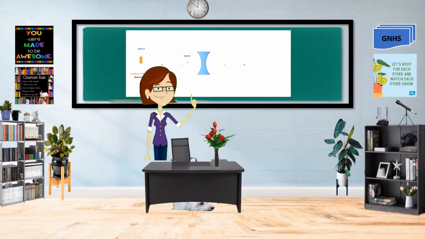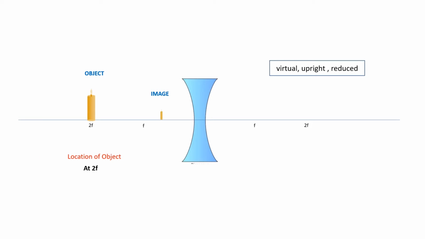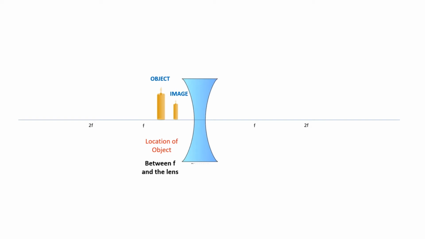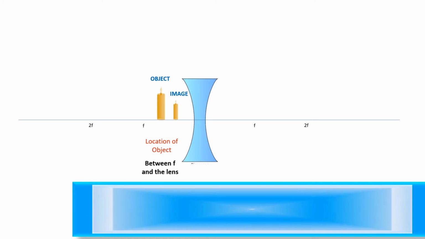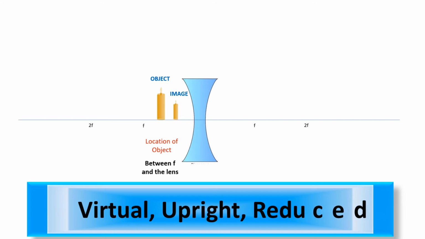Okay, the following diagrams show the images formed by the concave lens at different object locations. Again, how will you describe the characteristics of the image? Very good. The only type of image produced by the concave lens has the following characteristics: virtual, upright, reduced.